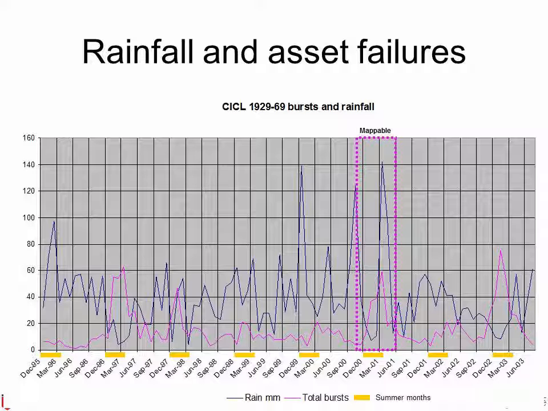Rainfall is in blue and asset failures in pink. Summer months are underlined with a yellow bar. It is even more complex than what I'm about to say, but as a rule of thumb, what I think this graph shows is where you have 2 consecutive summer months where rainfall is less than 40 millimetres, you can expect a dramatic decrease in asset performance.